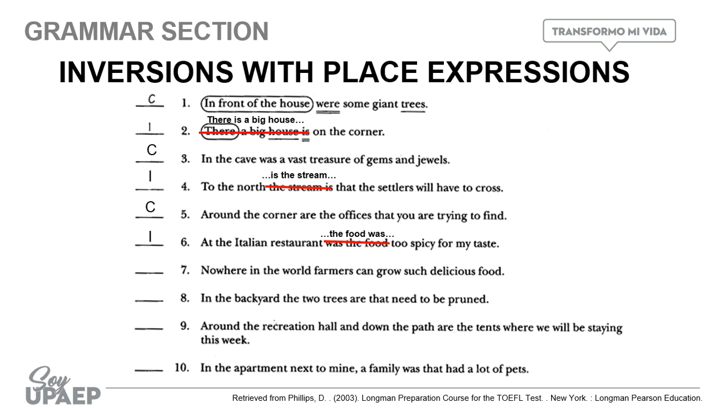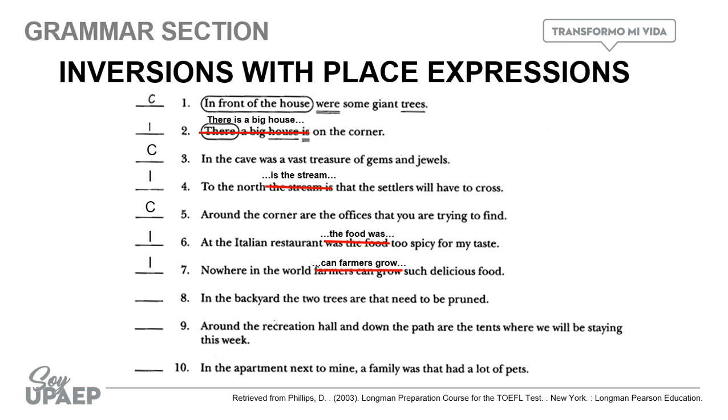Number 7, nowhere in the world farmers can grow such delicious food. This sentence is incorrect. Why? Because you are starting with nowhere. You need an inversion. So it should be nowhere in the world can farmers grow such delicious food. Remember, when you have a modal verb, the inversion is going to be modal verb, subject, and verb.